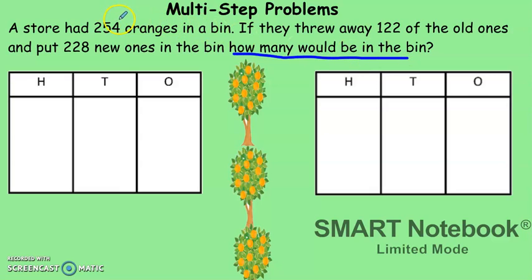Now, the store had 254 oranges in the bin. And the first part of our problem says they threw away 122 old ones. There are a few ways that you can do this problem, but we're going to do it like this. The first part of our problem, we're going to create an equation with those numbers, 254 and 122.